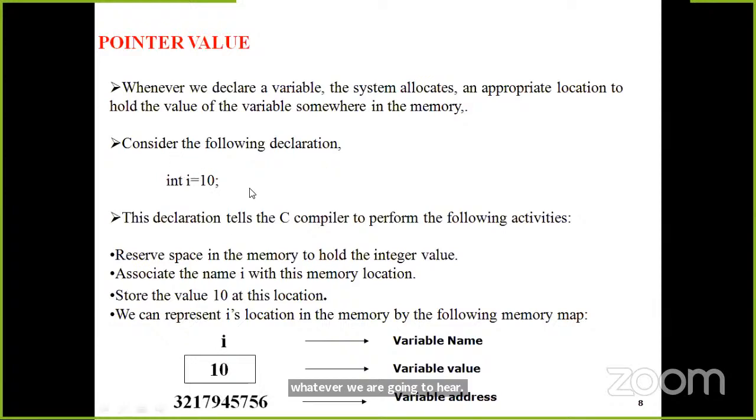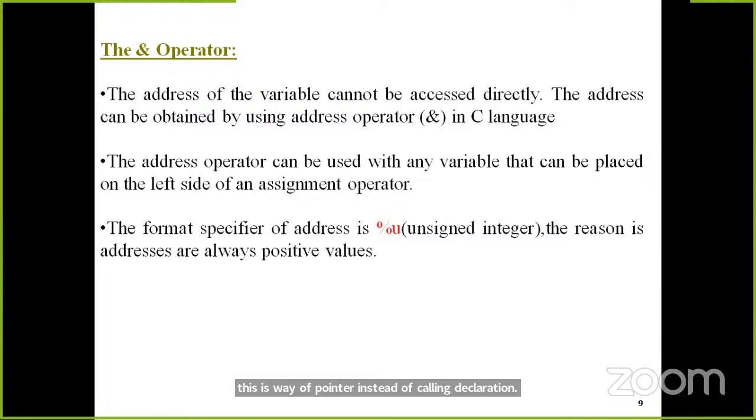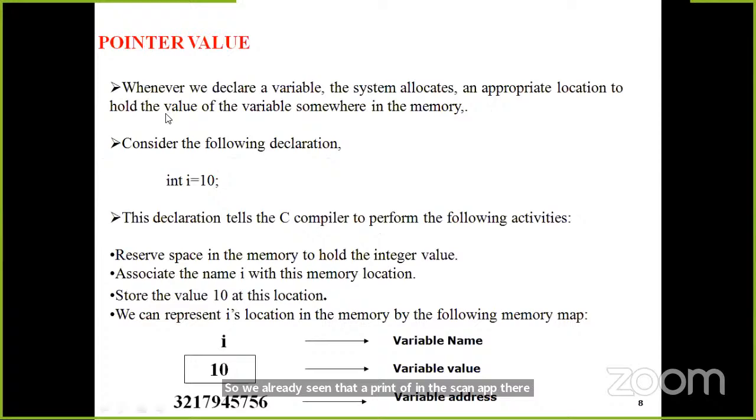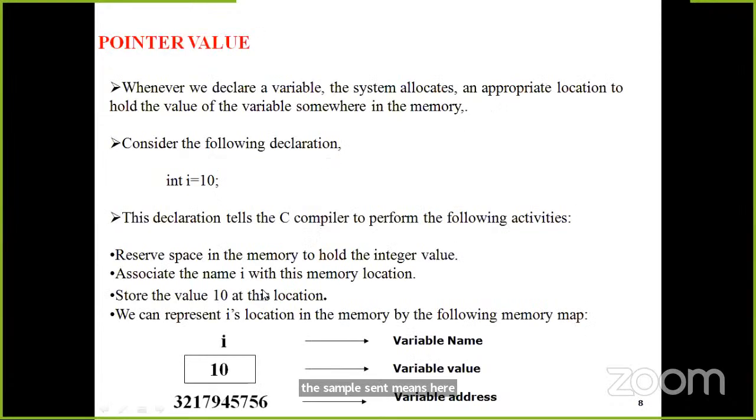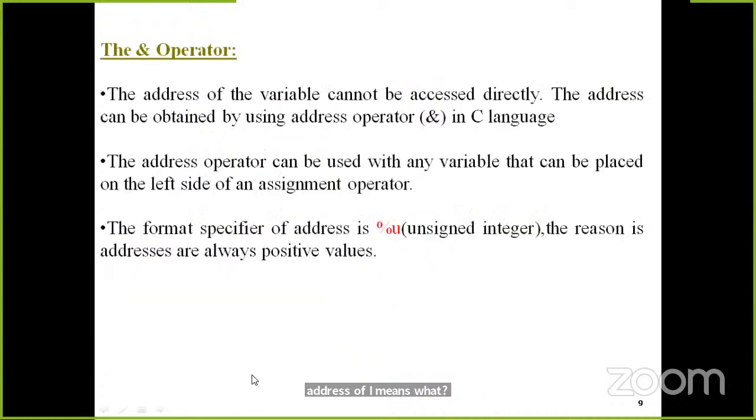Consider the following declaration. Now the next one is, we already know what the address operator will do. What is the address operator? We have already seen in printf and scanf there is a percentage and ampersand. That means address. What is this address here? 3217945776. That means address of I. Technically, we have to write it using the address operator.